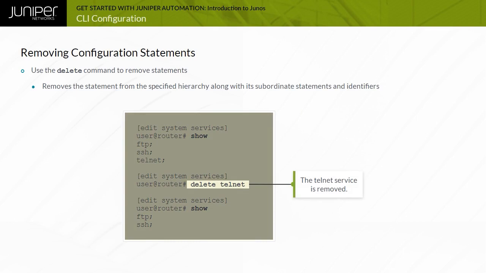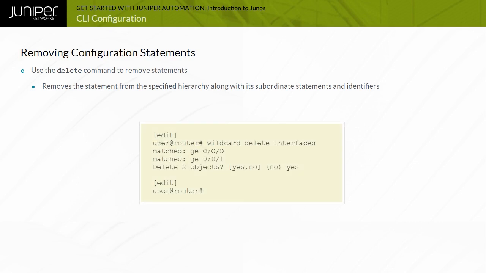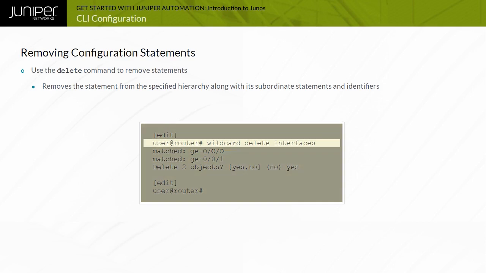Deleting a statement or an identifier effectively unconfigures the functionality associated with that statement or identifier, returning that functionality to its default condition. Consider using the wildcard delete function when deleting individual statements is too arduous and deleting an entire configuration sub-hierarchy lacks the granularity that you need. This example is the sample syntax for a wildcard delete.